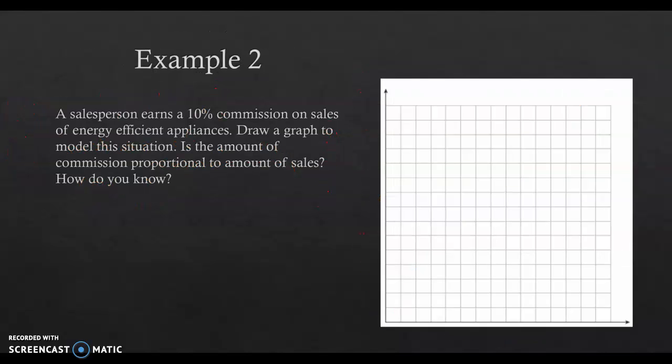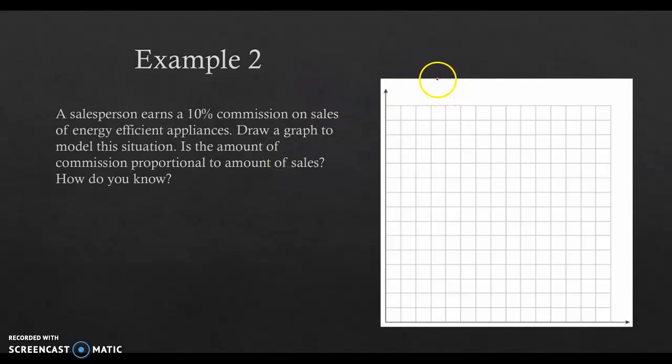All right, so we're going to start with our next one. A salesperson earns 10% commission on sales of the energy efficient appliances. Draw a graph to model the situation. So let's start with drawing the graph, and then we'll start answering, is the amount of commission proportional to the amount of sales, and continue on.